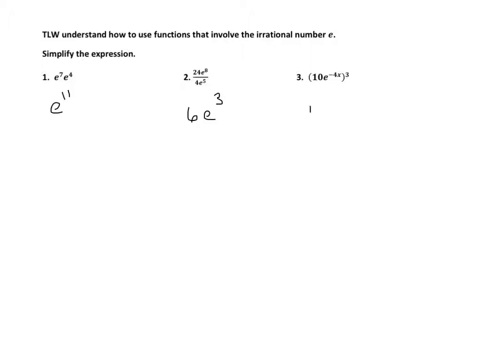Here you'd have 10 to the third, e to the negative 12x. But how do I make that positive? So that would be 1,000 e to the 12x. So it's no different than what we've already learned, okay? Now, how do we apply these to other things?